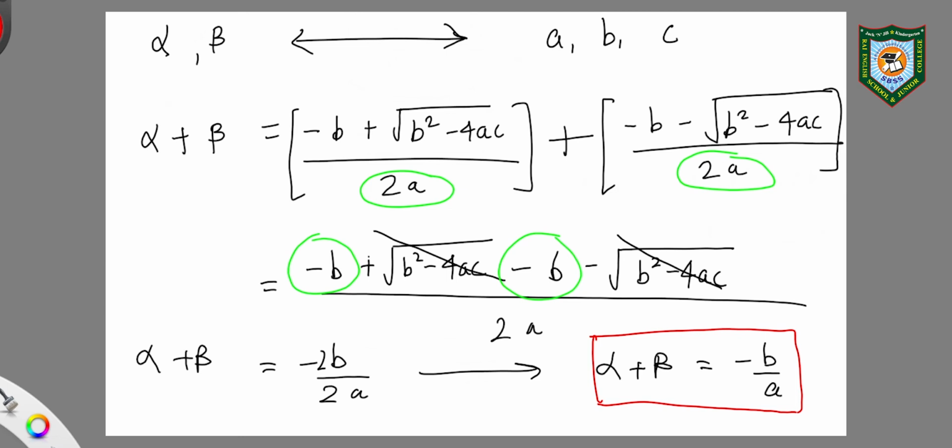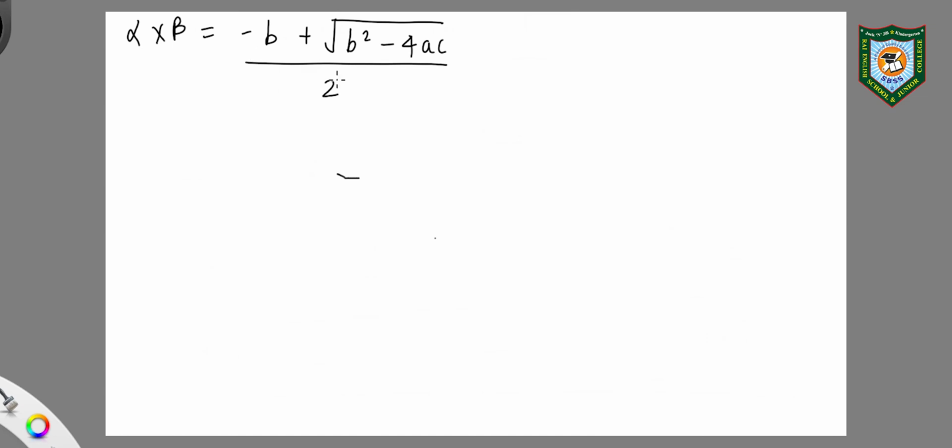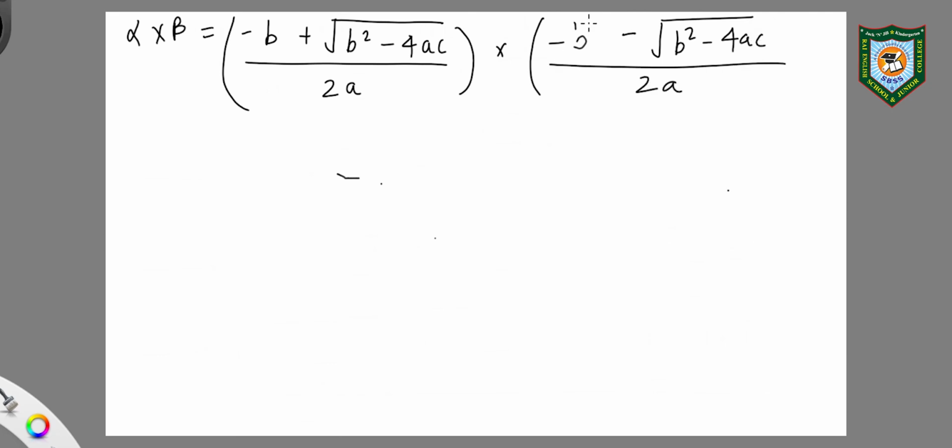Now moving on to the next relation, we'll be trying to multiply alpha and beta. So alpha into beta is equal to minus b plus under root b square minus 4ac divided by 2a, into minus b minus under root b square minus 4ac divided by 2a.